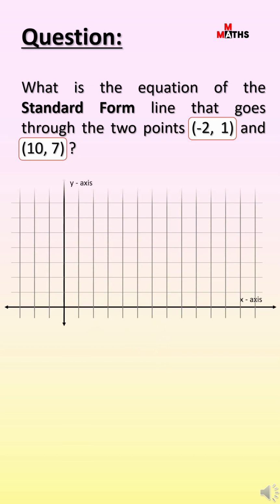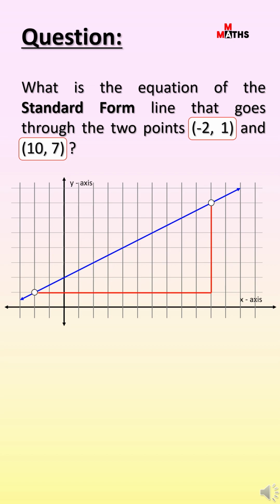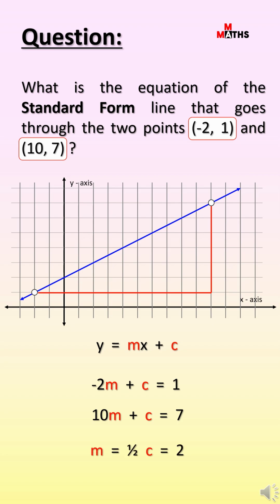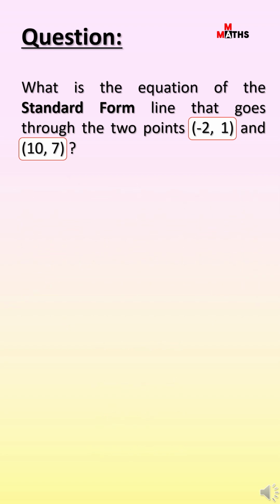So if we graph this line with the 2 points, one way we could do this is to rearrange it in the form y equals mx plus c, and then substitute (minus 2, 1), where x is minus 2 and y is 1, and (10, 7), where x is 10 and y is 7. That would give us the 2 equations below: minus 2m plus c equals 1 and 10m plus c equals 7. And solving those as a pair of simultaneous equations, we'd get m is equal to 1/2 and c equals 2. That's easy enough, but we're going to do it a different way.